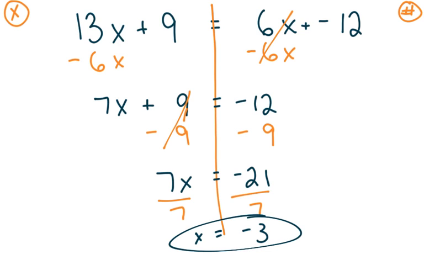I know that I'm done because my x's are all alone on the left side, and I only have a number on the right. I also want to just double check to make sure that my equation is solved correctly by plugging in a negative 3 for the x in the original equation. If I plug it in, this side should equal this side.